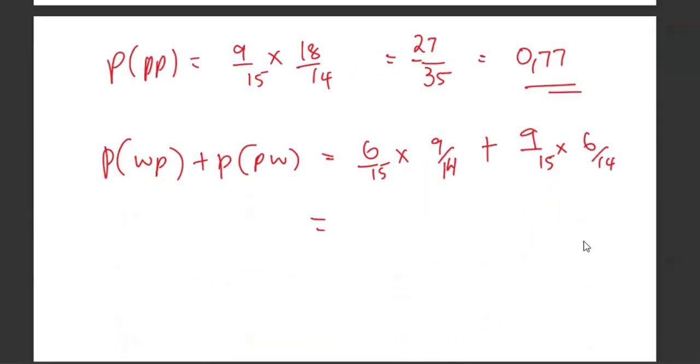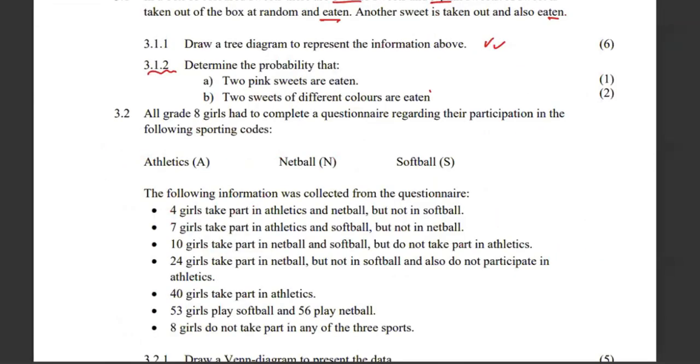So what we are saying is that 6 over 15 times 9 over 14, times 2, gives me 18 over 35, which is 0.51. All right, so that is how we would have gone about that question.